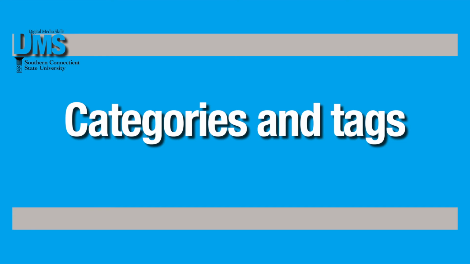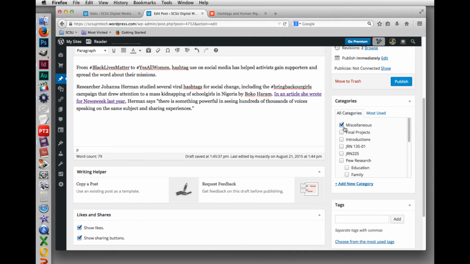Now you might also want to add this to categories. So WordPress will default to miscellaneous, but you want to put things in categories to help people find them later. And depending on your WordPress theme, a category could help you create custom menus as well. So we're talking about social media, so I'll put it in that category, and I'll remove it from miscellaneous.